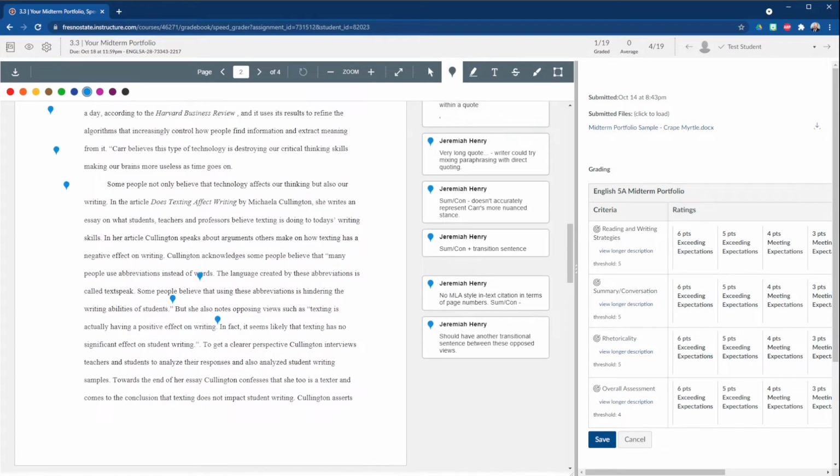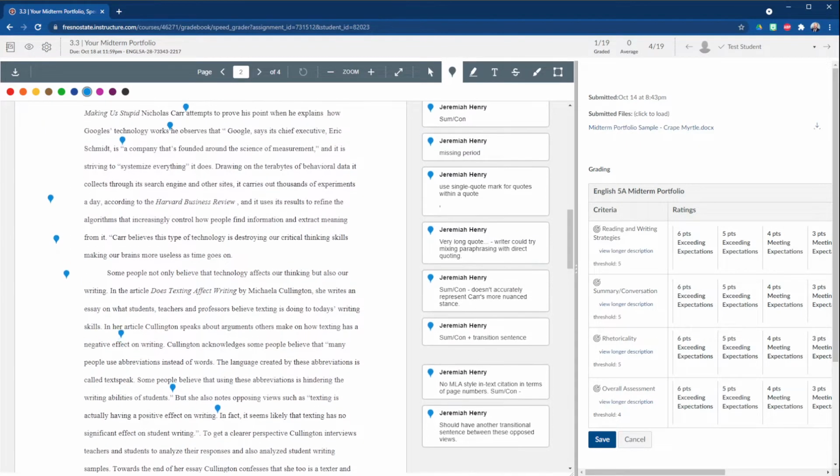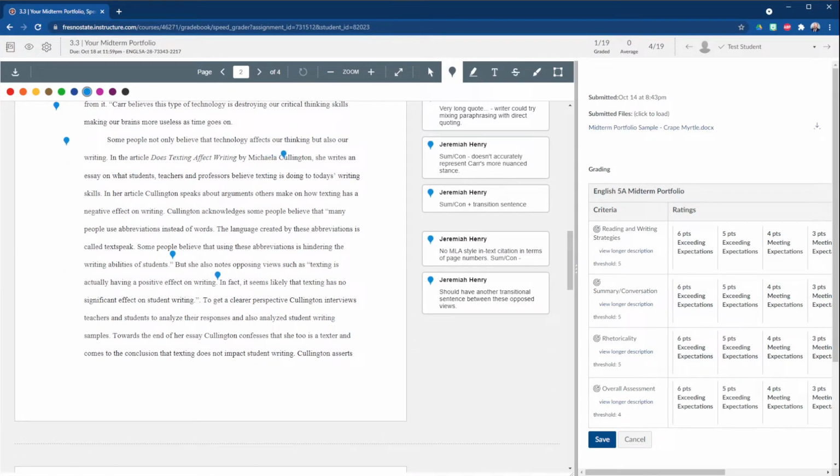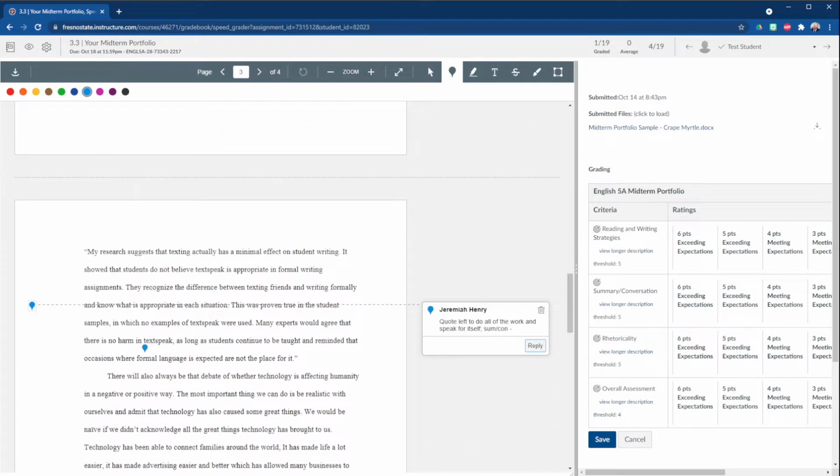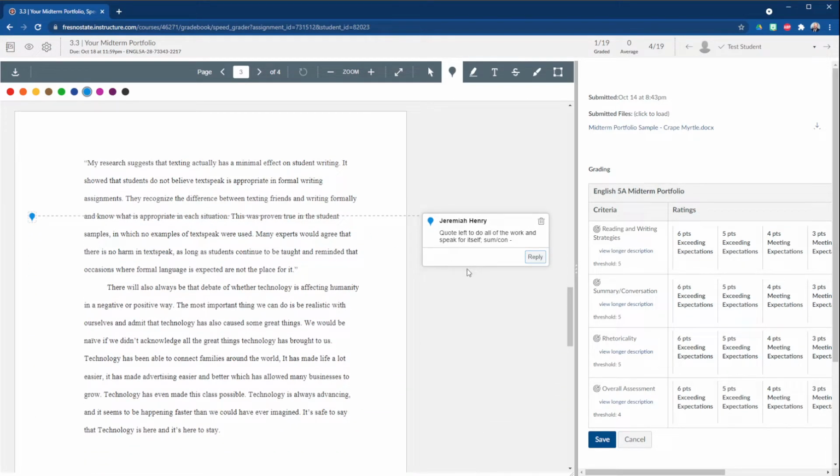I do think that overall the summary does a better job at accurately representing the author's stance, the author's point of view. They mischaracterize Nicholas Carr's stance, but I think they got Michaela Cullington's stance pretty well. Okay, so there's a bonus. But yeah, I'm a little disappointed to see this really long quote left there to do all of the work and speak for itself.